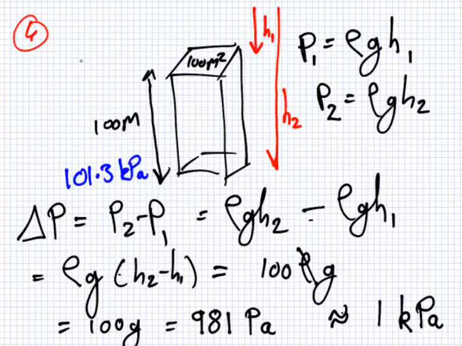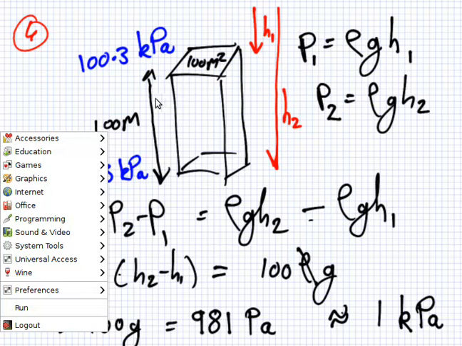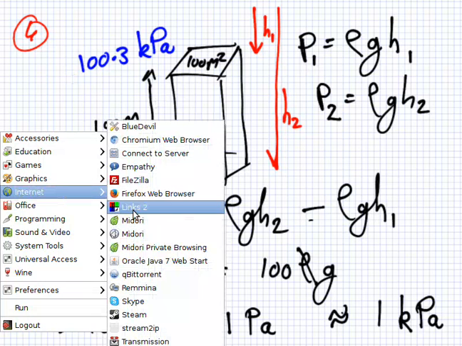A building is 100 meters tall with a 10 by 10 base. Take the density of air to be 1 kilogram per meter cubed. What is the difference in air pressure between the ground floor and the top floor? Sorry, what number is this? Number 4.